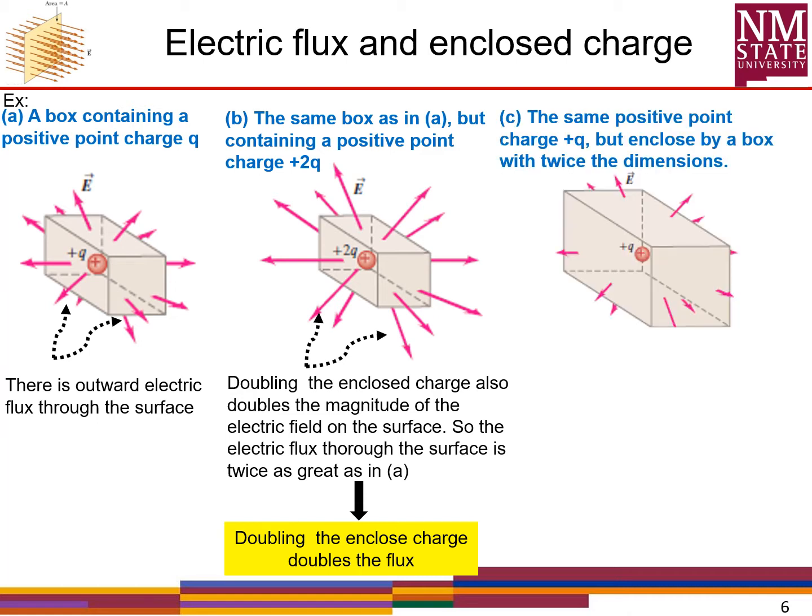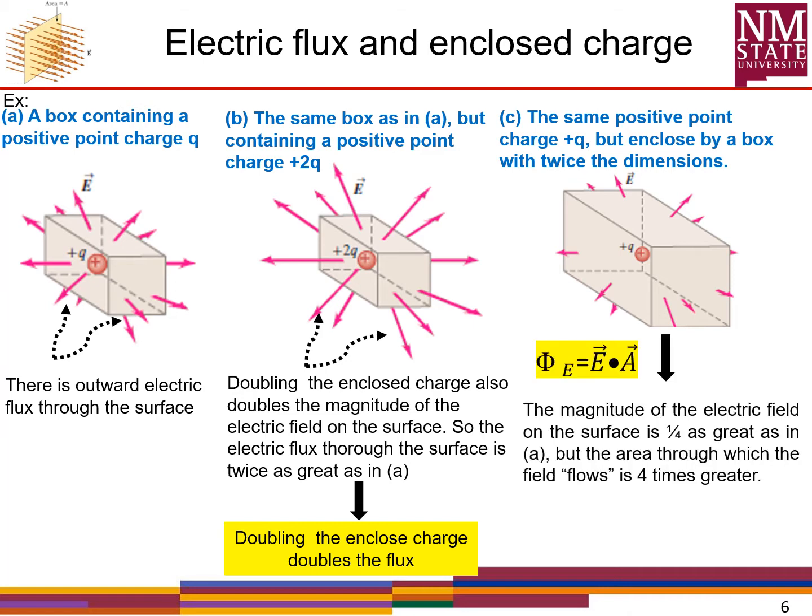But now what I did, now you can see I have this plus Q again, same as part A, but I changed the dimension of this box. Now the box is twice as big as in part A. So now the same positive point charge plus Q is enclosed by a box with twice the dimension. So the question is, what happened to the flux?